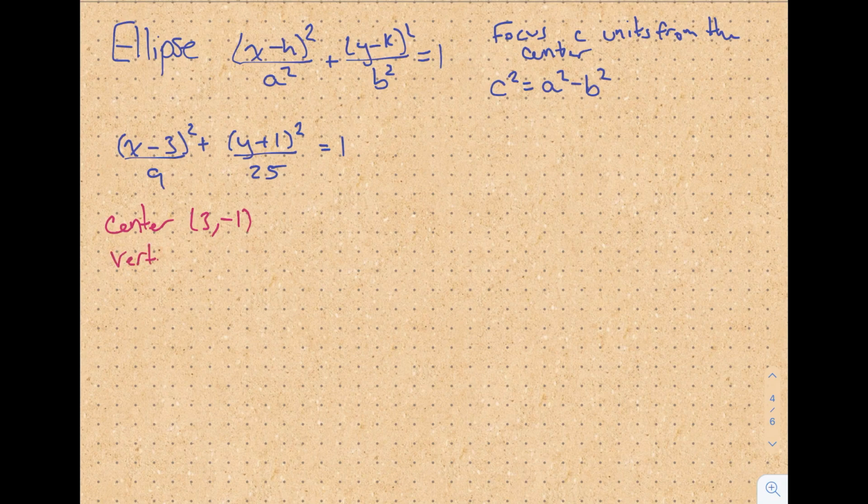Because 25 is larger than 9, it's oriented vertically. And then we'll take the square root of our 9 and our 25, and that tells us our up and down radii, if you will. So we're going to go up and down 5. We're going to go left and right 3 from the center. And that will give us the edges of our ellipse.